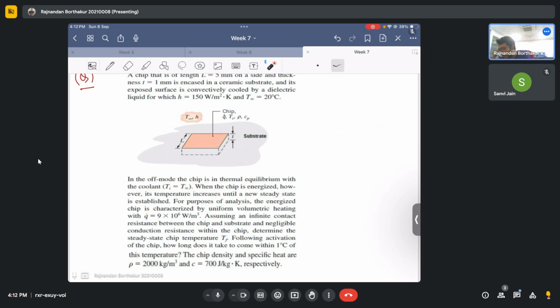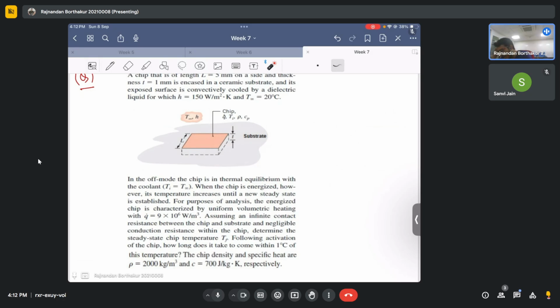So now if the chip and the substrate have an infinite resistance, this means there cannot be heat transfer taking place from the chip to the substrate. That is what it means, which means the only way the chip can dissipate heat is to the ambient air, which is flowing on top of it from the exposed area, of course.